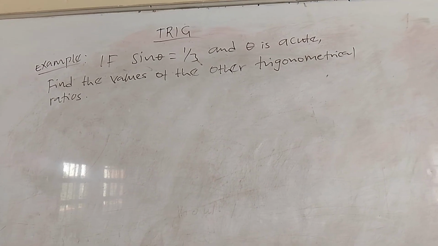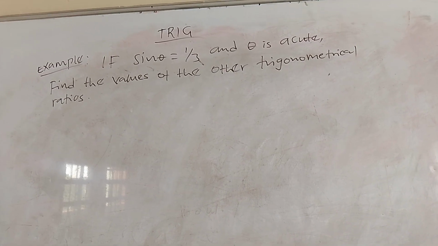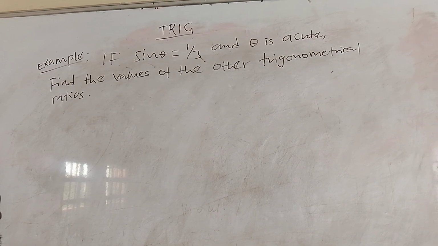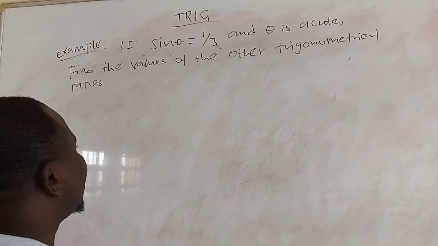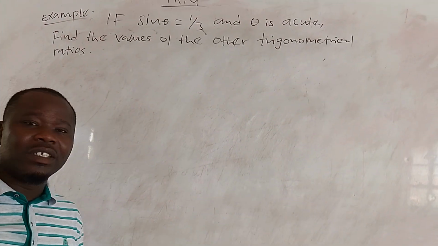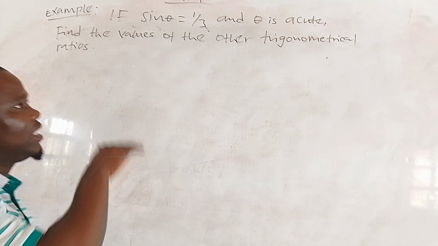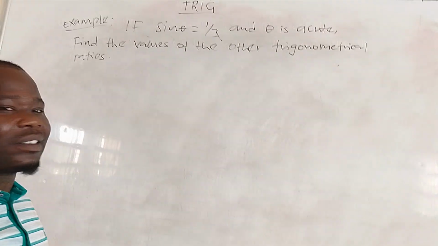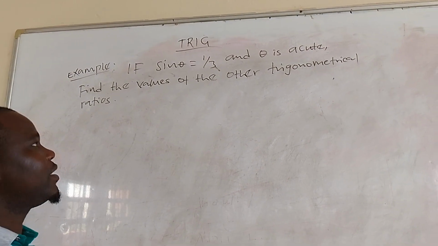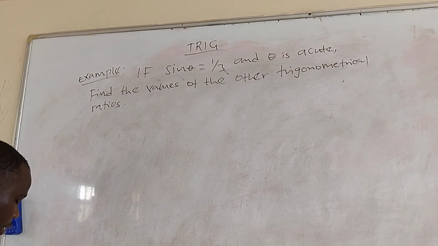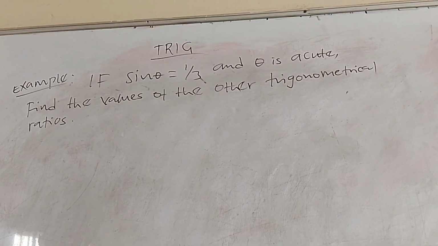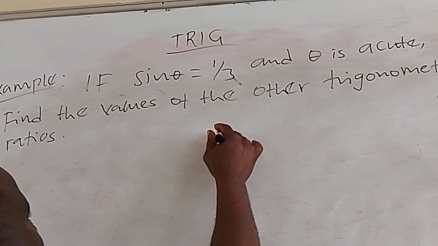If sin theta is equal to 1 over 3 and theta is acute, find the values of the other trigonometrical ratios. It's simple as ABC. In this video, I'm going to break this problem down for you to understand. I will take it step by step. It's okay. Let's look at it together. Let us write the solution.